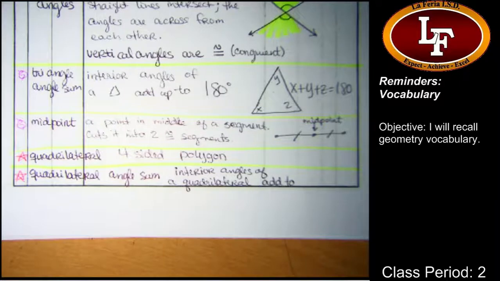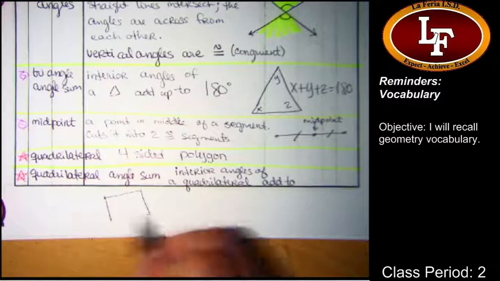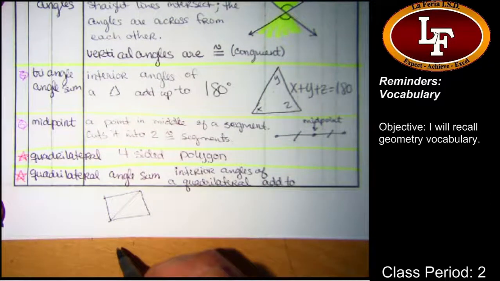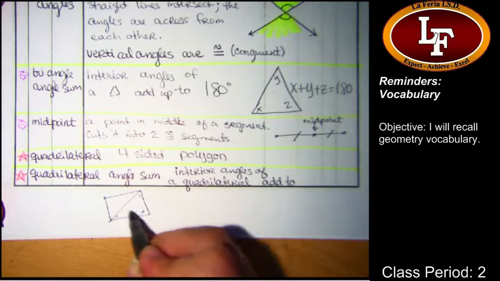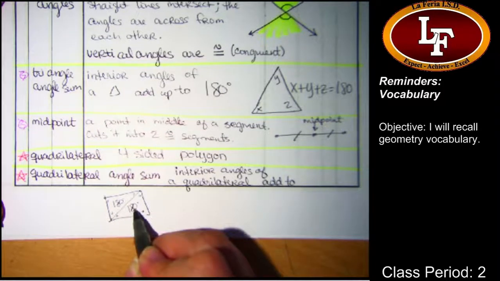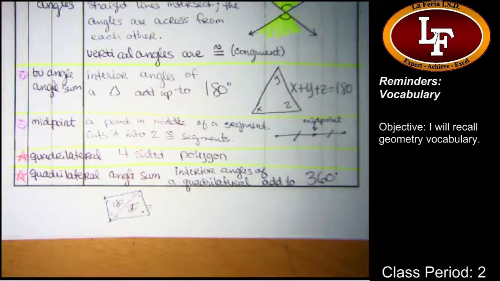360. Why'd you say 360? 180 plus 180. Yeah, because what he did was, I'm going to sketch it down here just so you can see it. You can draw it if you want. Here's a quadrilateral. If you cut it this way, you end up with two triangles, right? You add up these three, you're going to get 180. Add up these three, 180. 180 and 180 gives you 360. Boom!